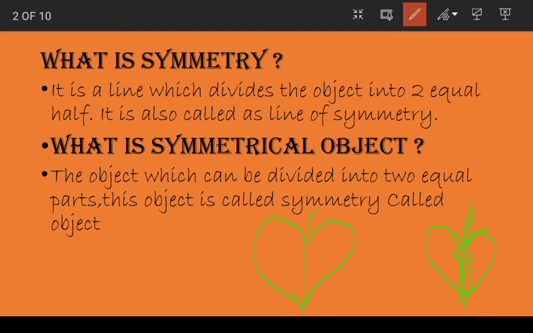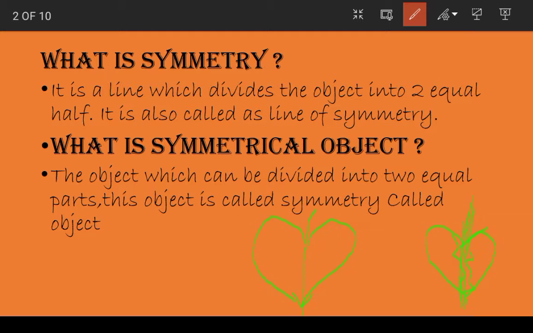Or just draw a heart, cut it, take out the heart and fold it. Just do this one time and fold it from the center, and you will see that it is dividing this heart into two equal halves. That line which divides the object into two equal halves is called the symmetrical line.